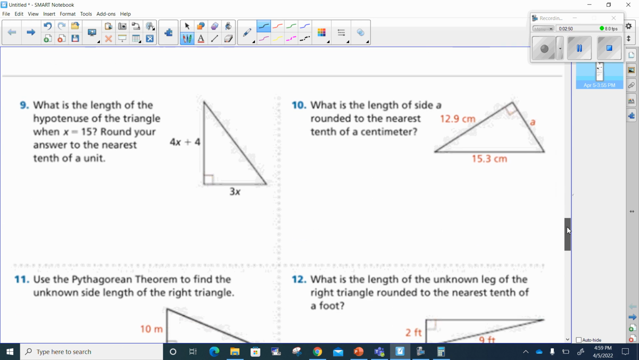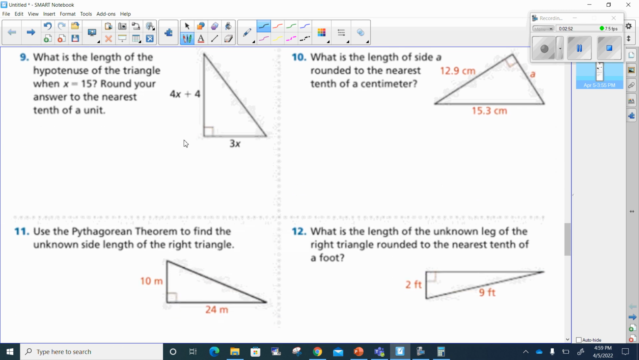That was number 7. That means I've got number 9. What is the length of the hypotenuse of the triangle when x is 15? Remember, x is going to be 15 here. It's going to take a little solving first. I realize that if x is 15, this is 4 times 15, and that's going to give us 60. And 60 plus 4 will give us 64. So this side is 64. And if this is 3 times 15, this would be 45.